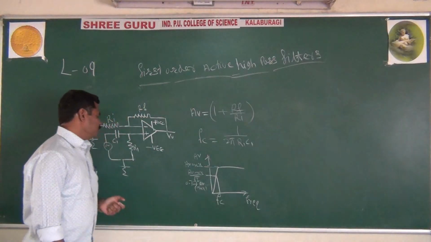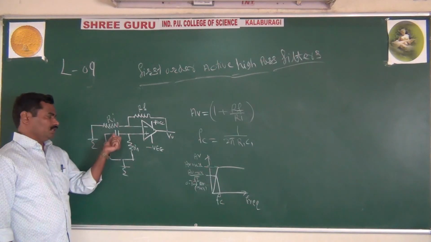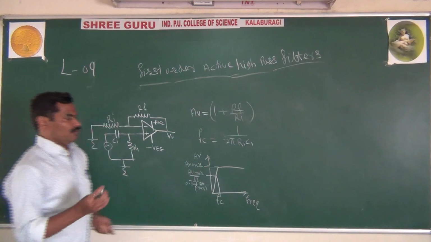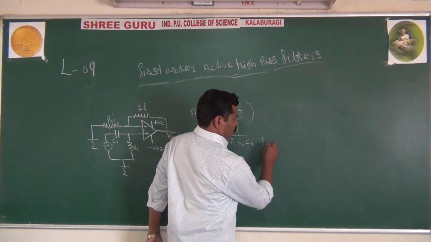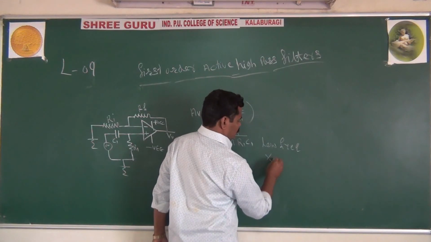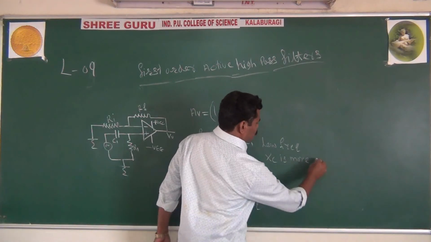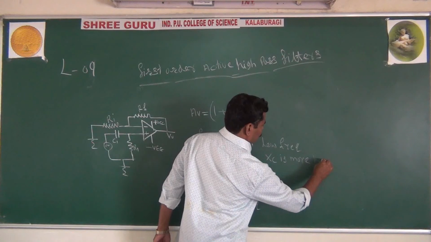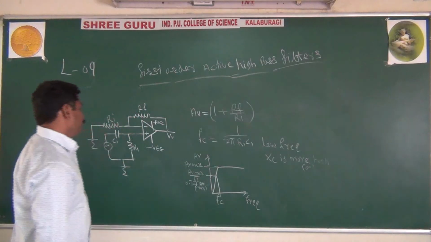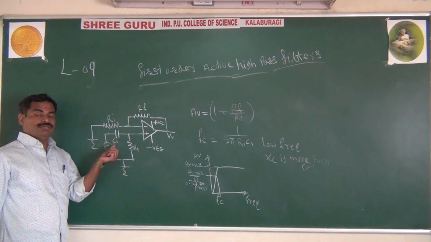Look here, as usual, you are applying input to the capacitor. What happens for low frequency? For low frequency, your XC is more, or it is very high, or it is infinity. Because of the low frequency, your capacitive reactance is very high. That's why it is not allowing the low frequency signals.